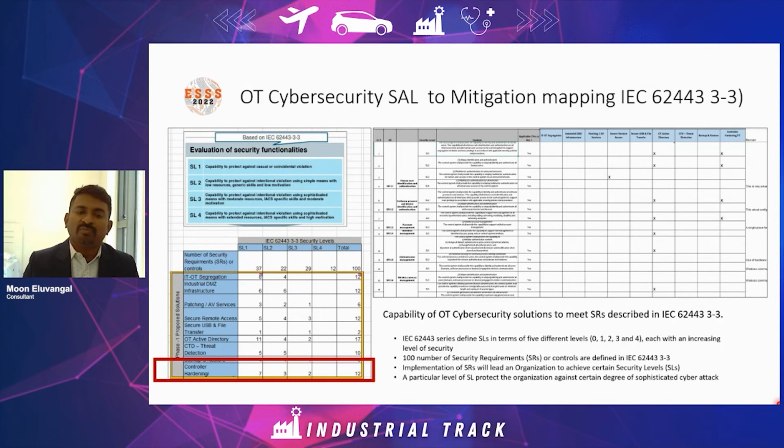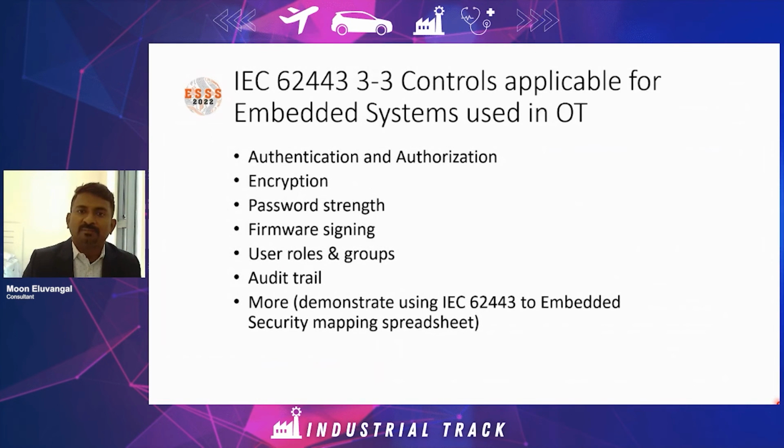So what I want to focus on here is the role of the controls of the embedded systems which are used in OT. What are the requirements for the embedded devices so that they can achieve certain security levels or security assurance levels? Most of them are authentication and authorization controls. An embedded device should have proper authentication and authorization controls built in, encryption, password strength, firmware signing, user roles creation, audit trail. These are the important controls that should be built into that embedded device so that it can reach the particular SIL requirement for an ICS system.